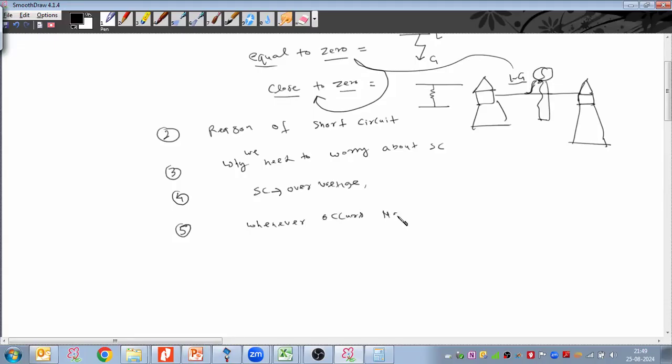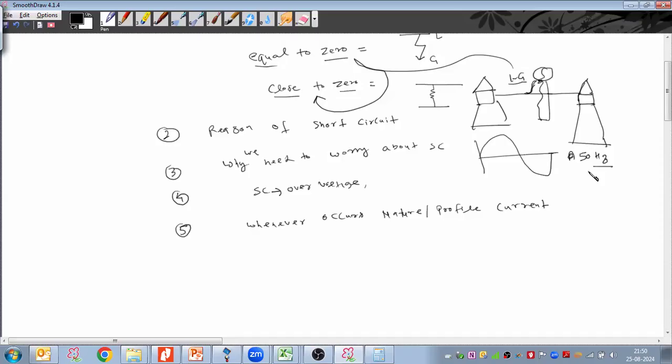So what is the nature or profile of the short circuit current? We know the nature or profile of the normal current. It is like this, the sinusoidal waveform. This is what we know when the system is normal.